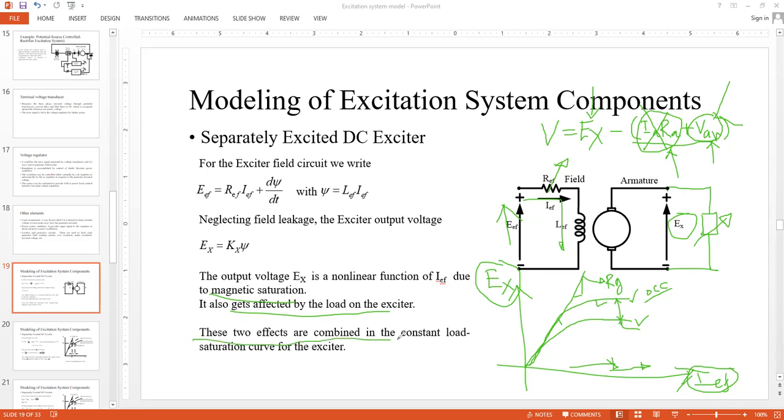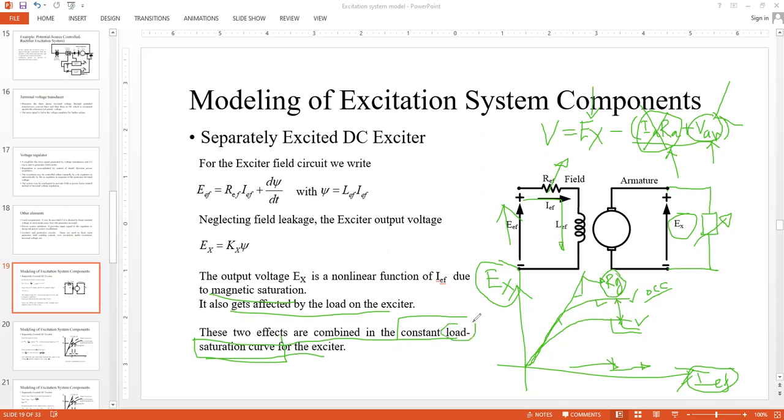So if we combine these two effects, the curve that we get is called the constant load saturation curve. So the second curve is this one, the constant load saturation curve. It means it is a saturation curve with a constant resistance line. The same resistance line is there. You are not going to change the air gap resistance. The same field resistance or air gap resistance is there, the same gap. So the constant gap or constant resistance line, constant RG.